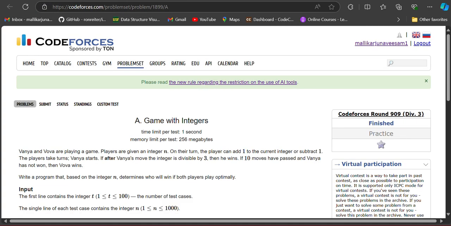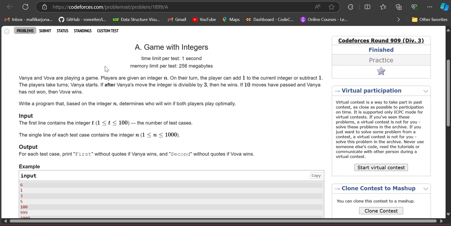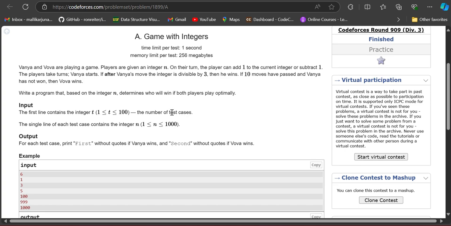So now let's go to another one, Game with Integers. Vanya and Vova are playing a game. Players are given an integer n. On their turn, the player can add 1 to the current integer or subtract 1. So we can add 1 or we can subtract 1. Two players take turns. Vanya starts. Okay, so he is the one who starts the game.